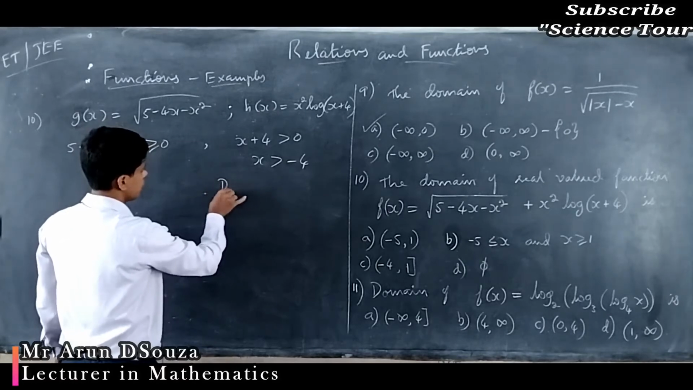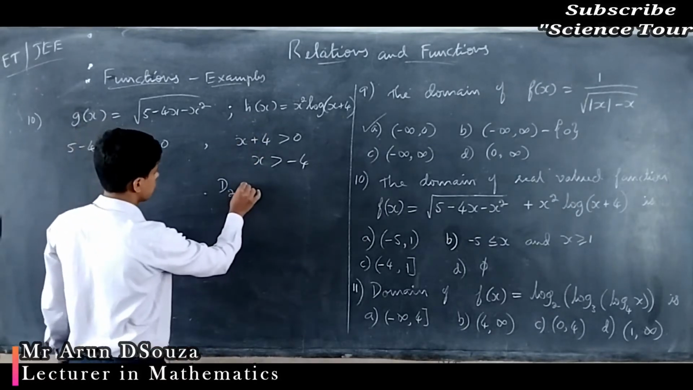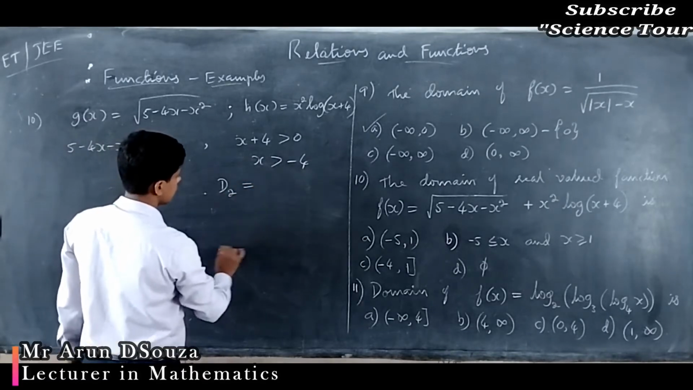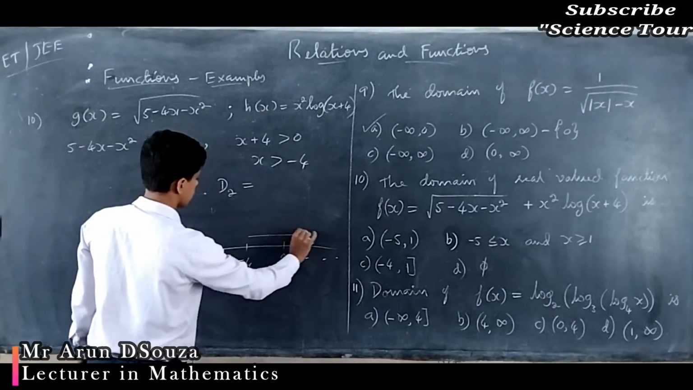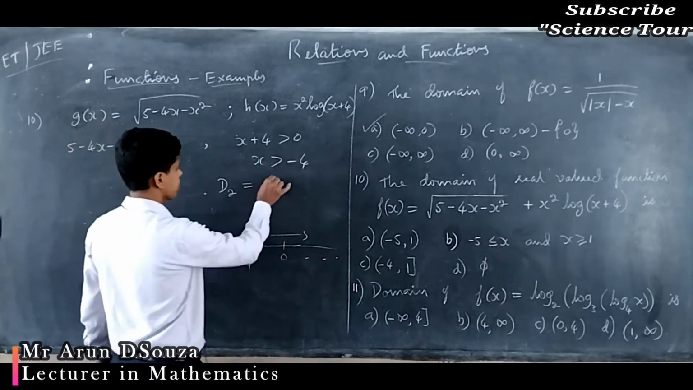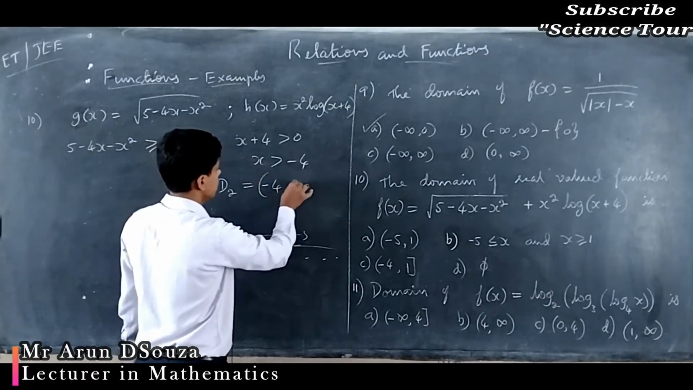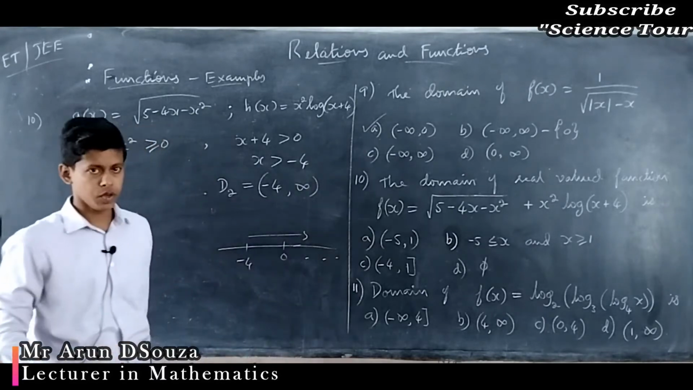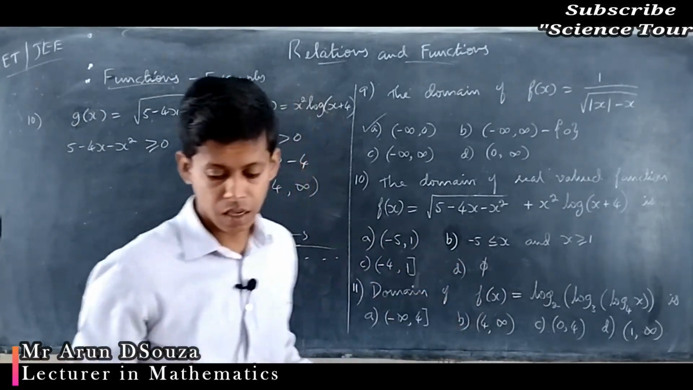So what is the domain? Domain of h of x is greater than minus 4. So you have minus 4, 0 and so on. So greater than minus 4. So minus 4 to infinity. And minus 4, is it included? No, strictly greater. So open interval, and infinity is never included because infinity is not a definite number. You cannot fix it to a definite number.